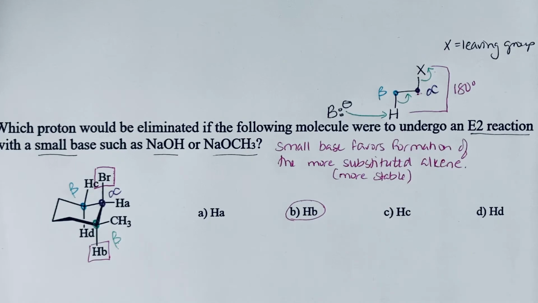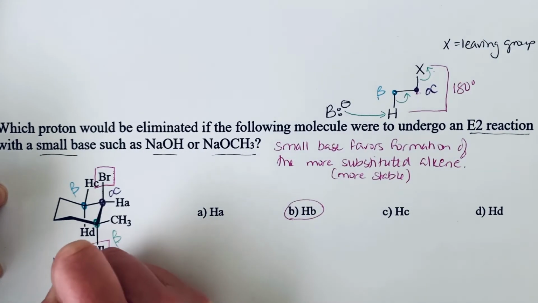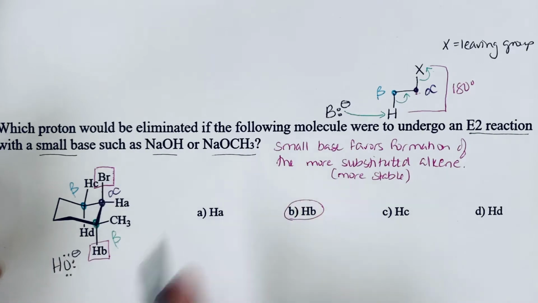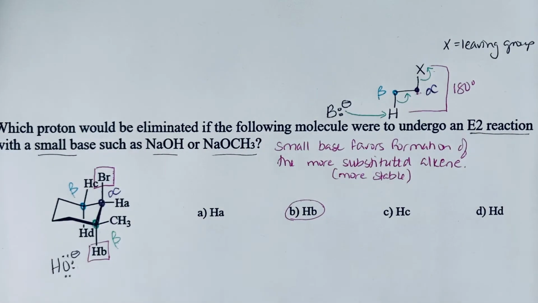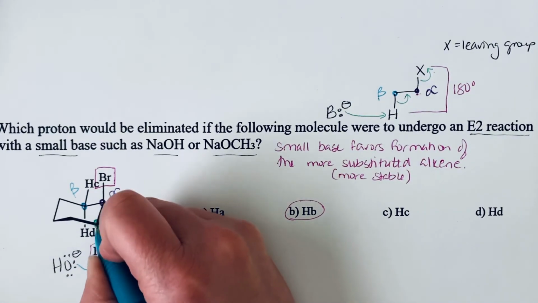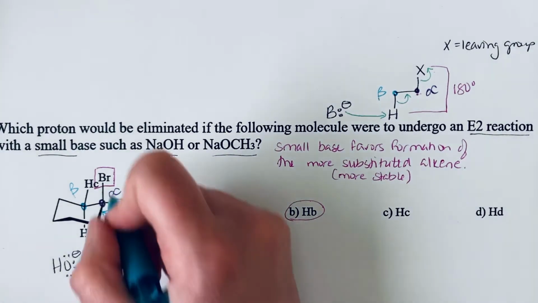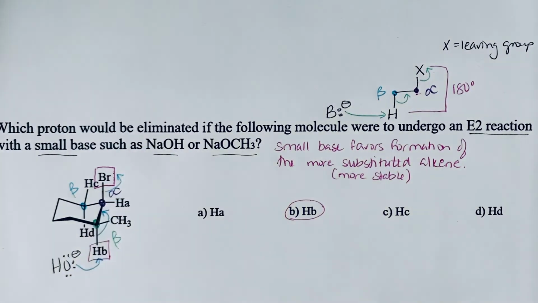Then I'm just going to quickly draw the mechanism and the product if you're interested in seeing that. I'm going to use hydroxide. The product would be the same with methoxide. I just had to pick one to draw. If this reacts with that hydrogen, the electrons from the carbon-hydrogen bond are going to swing in to form the alkene and kick off the leaving group.